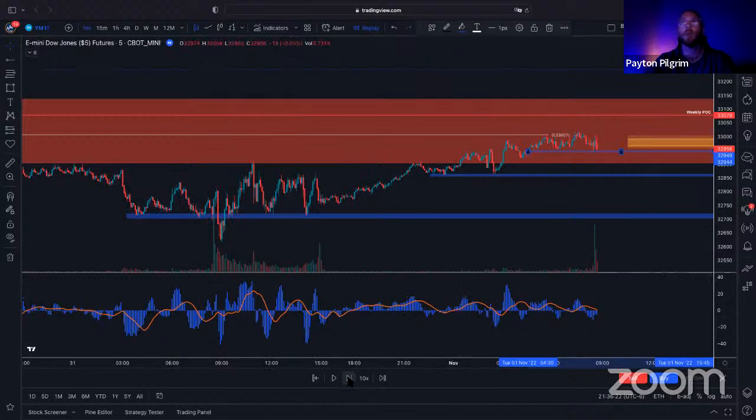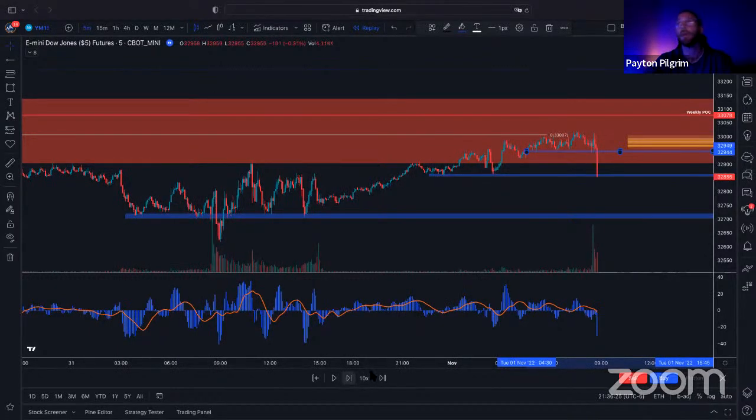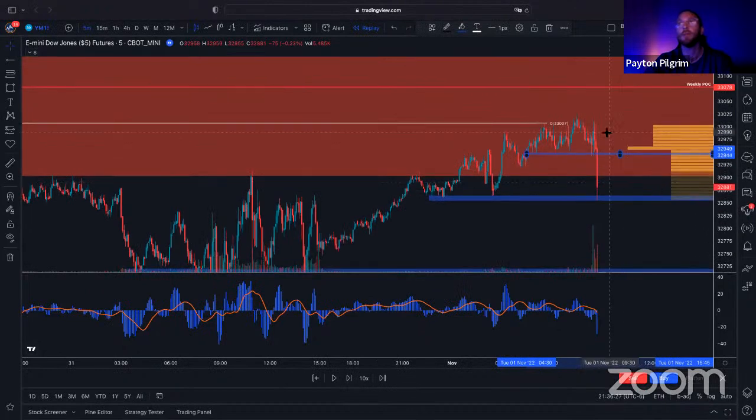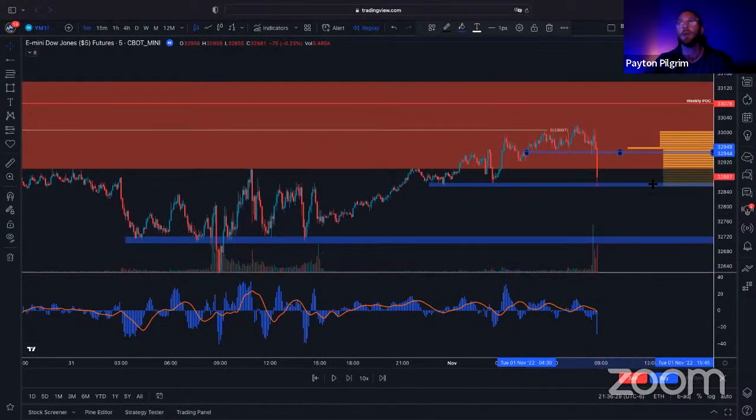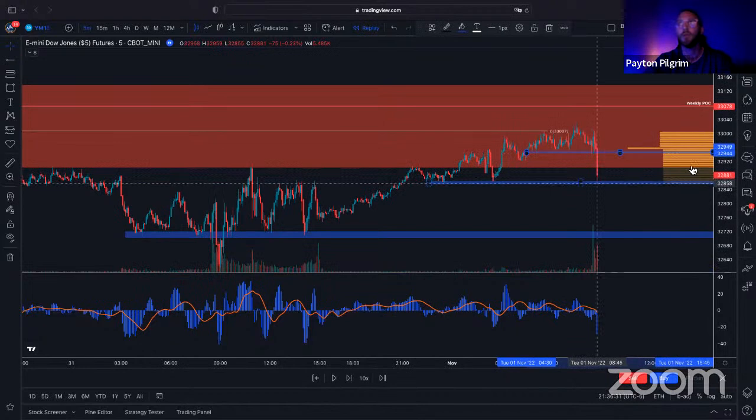Not yet. I wouldn't sell yet. And I would have missed it, right? That would be one you miss. But you see how it moves straight to it. I don't know why it's messing up over here like that. Straight to this area.